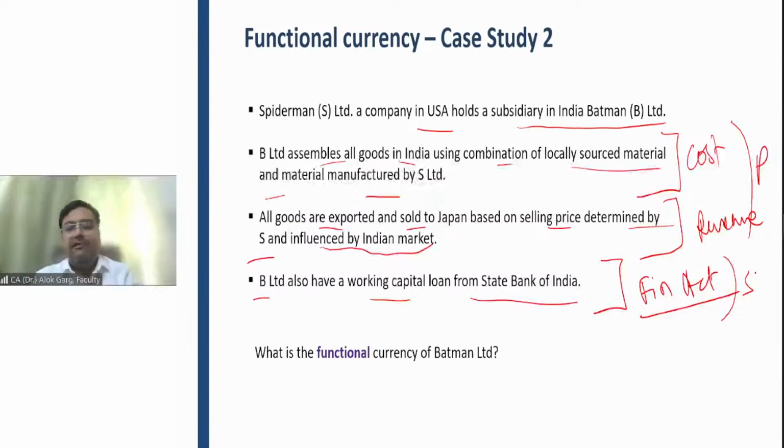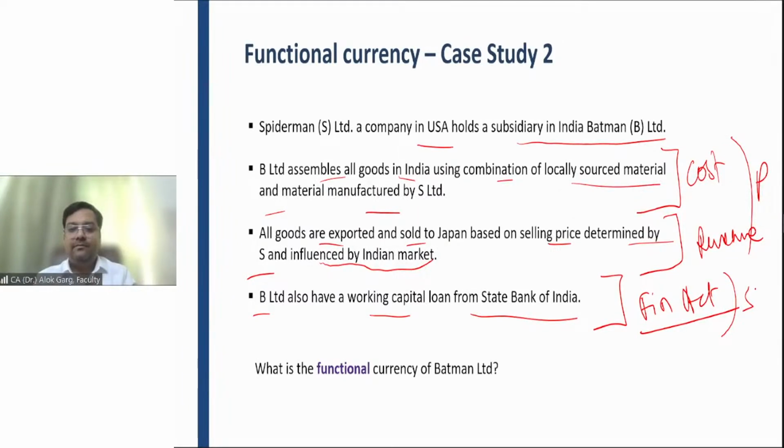Now, I'm giving you 30 seconds. I'll take a pause here. I'm giving you 30 seconds and you need to tell me what should be the functional currency. Janvi has answered. Janvi is saying functional currency is Indian currency. Okay. What about others? Rohan has also told that functional currency is Indian currency.